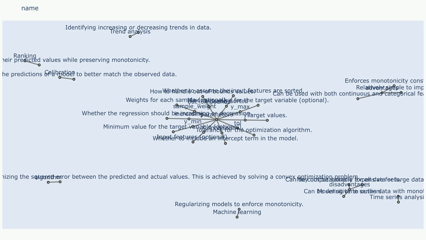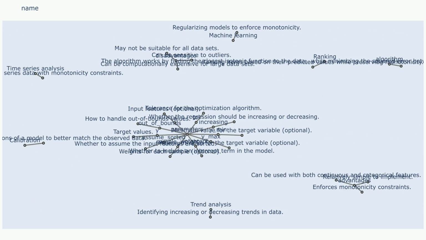4. transform(X). Purpose. Applies the learned isotonic transformation to new input features without retraining a model. Input. X: a 1D array or list of input features for which transformation is required. Output: returns a 1D array containing the transformed target values based on the previously fitted model.